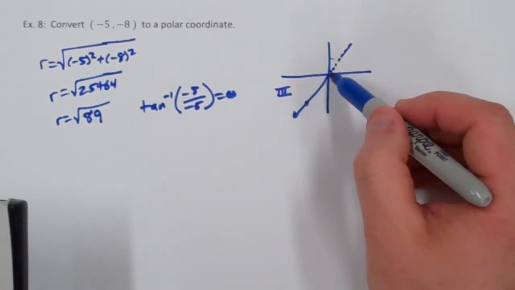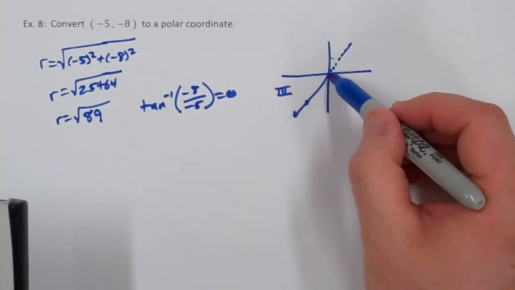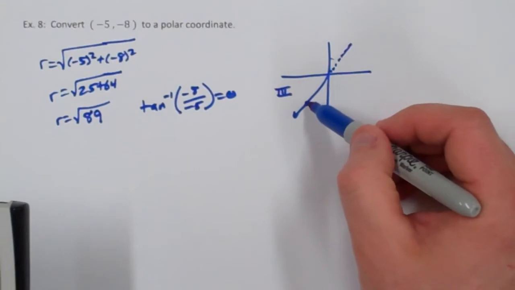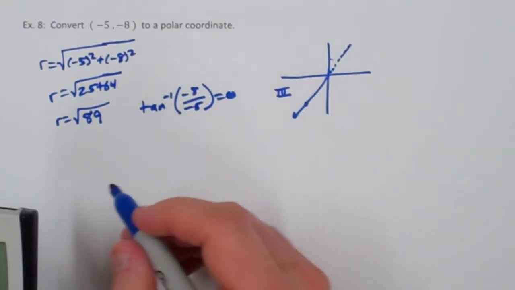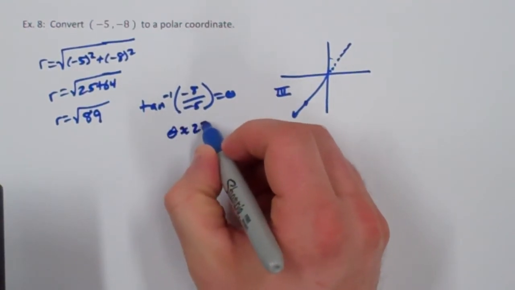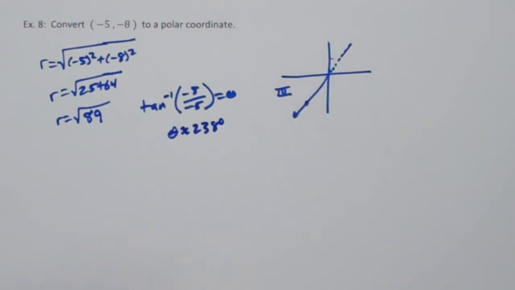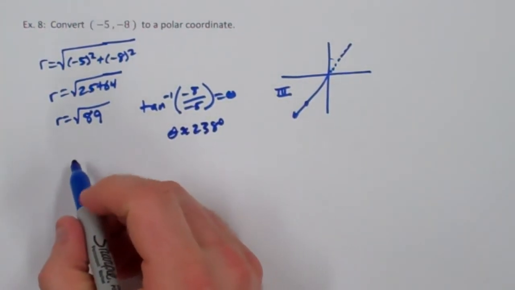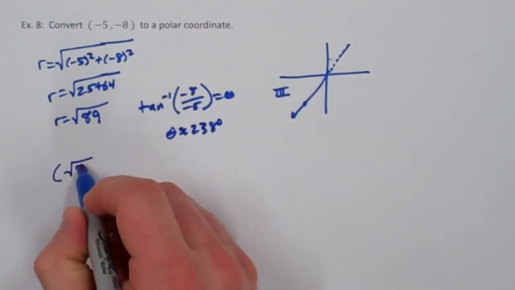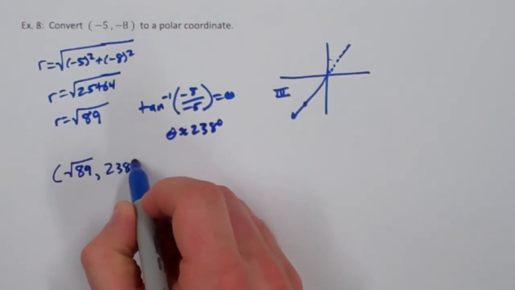And then over here on this side, we need to be very careful and understand that the graphing calculator will not give us this one. It will give us 180 degrees from it. So this one should be 238 degrees. And then we're going to list our radius first, excuse me, and then our angle measurement. Square root of 89, comma 238.